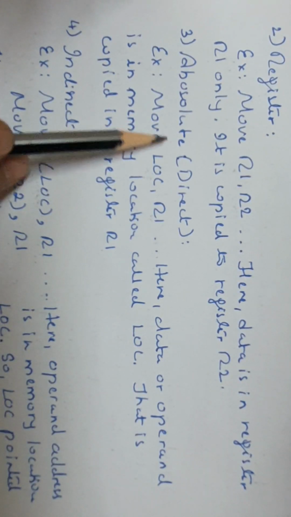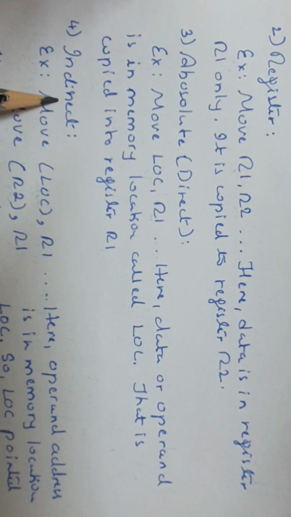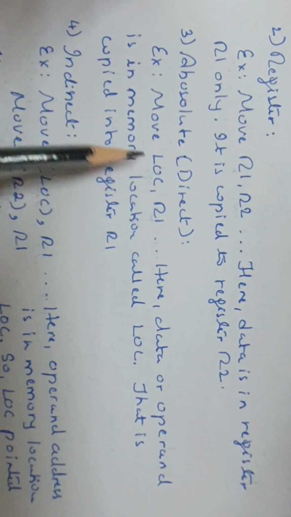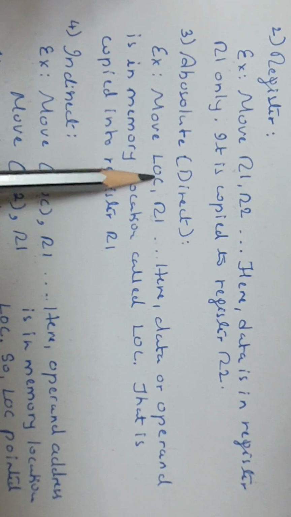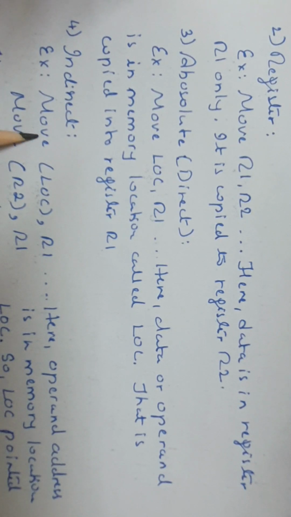So if you compare this absolute or direct addressing mode and this indirect addressing mode, move LOC, R1. So in the LOC memory location 1000 is there, that only is the operand and that is copied to R1. Okay. Here move (LOC) means if LOC is 1000, 1000 is not the operand. So 1000 is the address of another memory location.